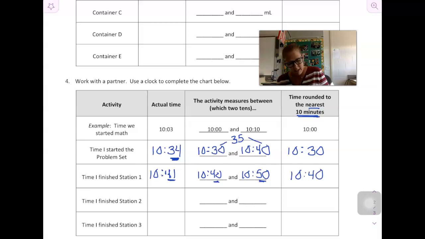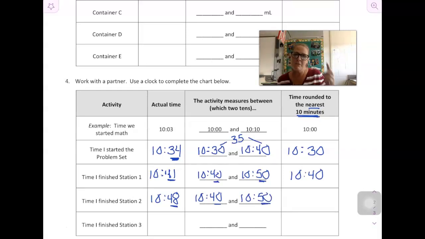Let's say the time that we finished station 2 was 10:48. We're looking at our minutes. 48 comes between 10:40 and which other 10-minute segment? 10:50. 48. Halfway between 40 and 50, I'm thinking in my brain, is 45. 48 is more than that. So I'm going to round up to the next highest 10 minutes.